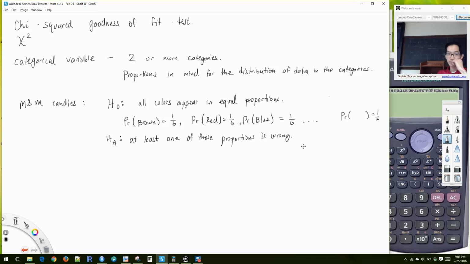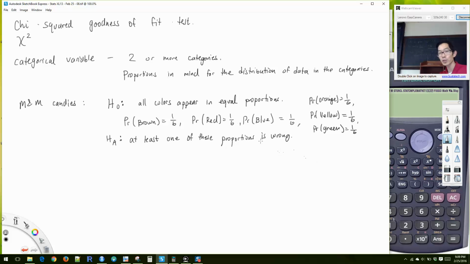Okay? Yes? Wait, so the other side would equal orange, yellow, and... Yeah, I'm sorry. I was feeling lazy, but I'll write them all out. I'm gonna write them up here just because I'm gonna run out of space. So we got orange. What other colors we have? Yellow and green, right? They're all just commas? Yeah, they're all commas. Okay, and then the alternative would be at least one of these proportions is wrong.